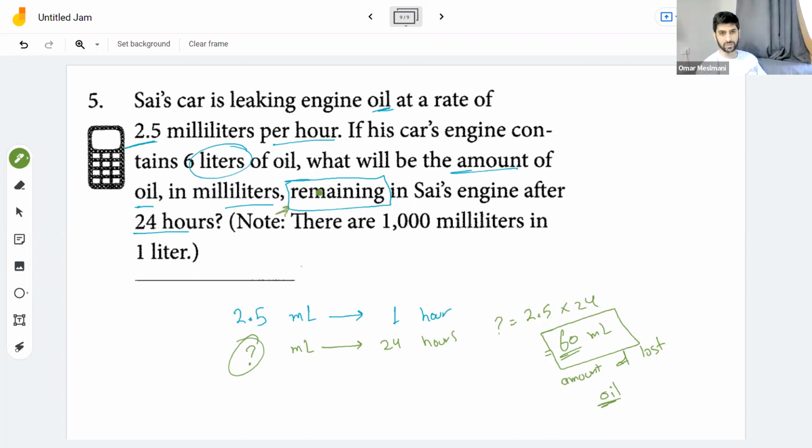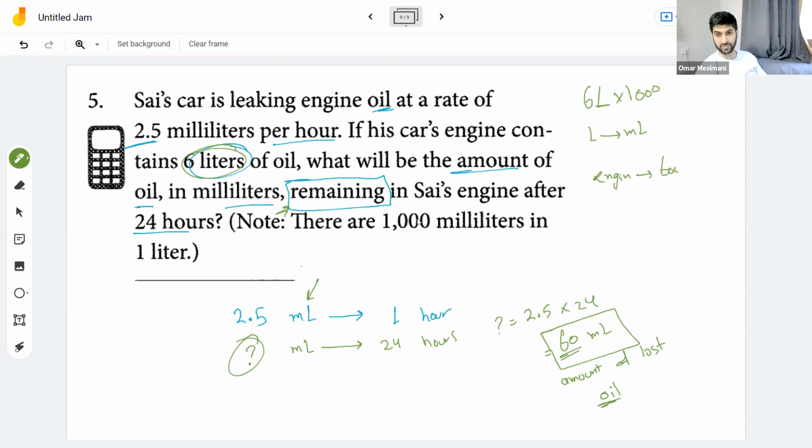Okay, so the engine contains 6 liters. You have to be careful, I'm using milliliters right now and the engine contains 6 liters. So if I have 6 liters, I'm going to multiply by 1,000, so I can change from liter to what? To milliliter. Note that there are 1,000 milliliters in 1 liter. So the engine right now, in milliliters, contains 6,000 milliliters.